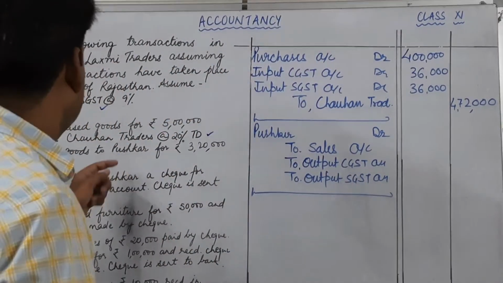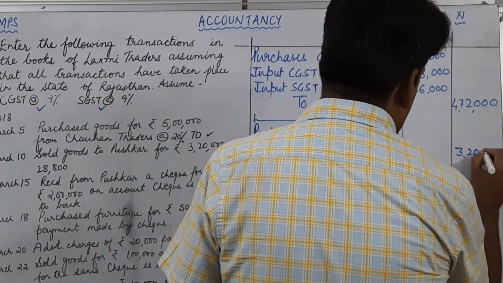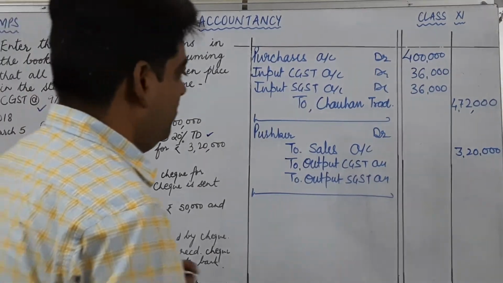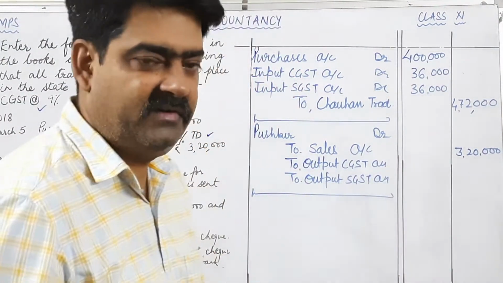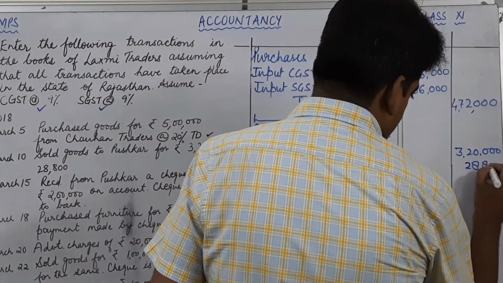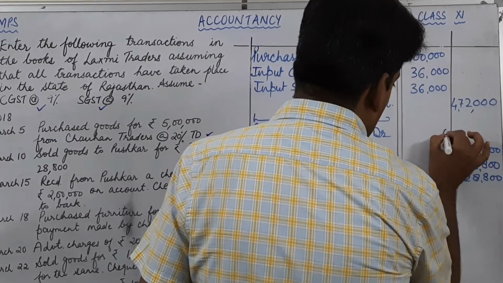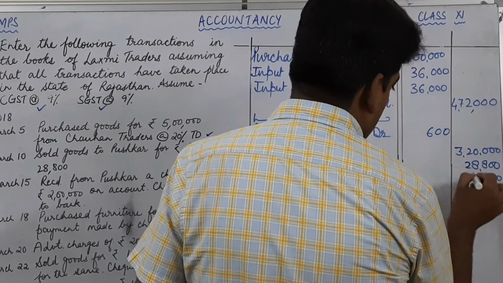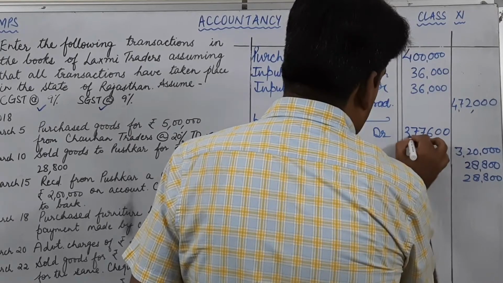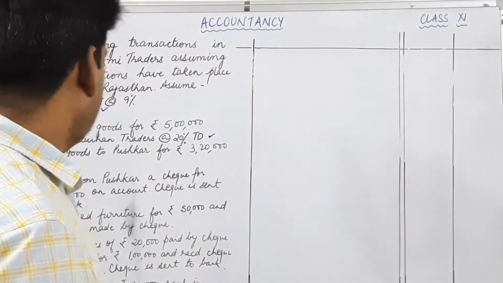Okay. So this time you can see selling price is 3,20,000. So 3,20,000 will come here in sales. And now we have to calculate 9% CGST and 9% SGST. On 3,20,000 rupees, 9% will come 28,800 rupees. 28,800. And like this, total will come 3,77,600. Okay. Now see next transaction.